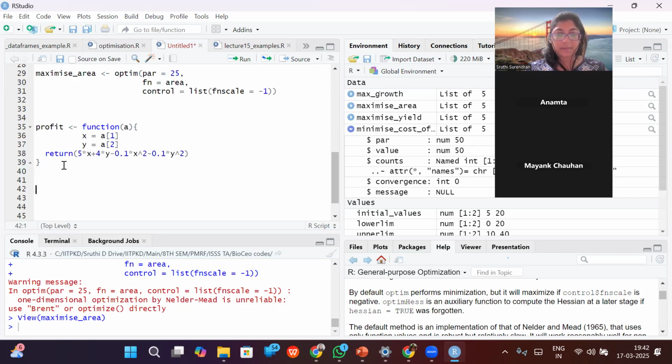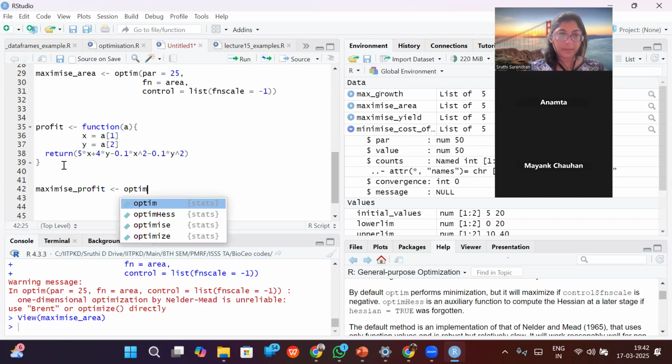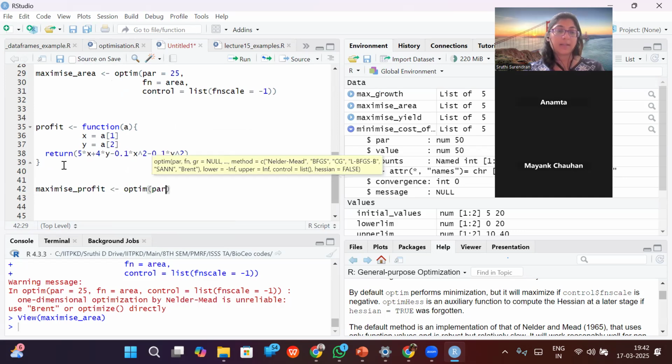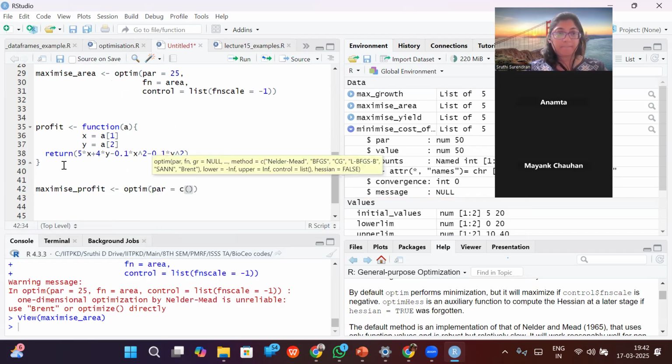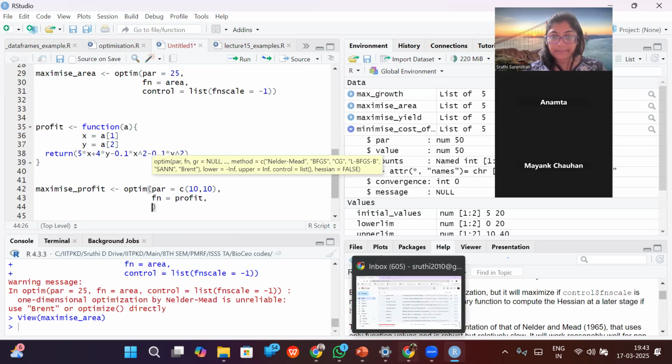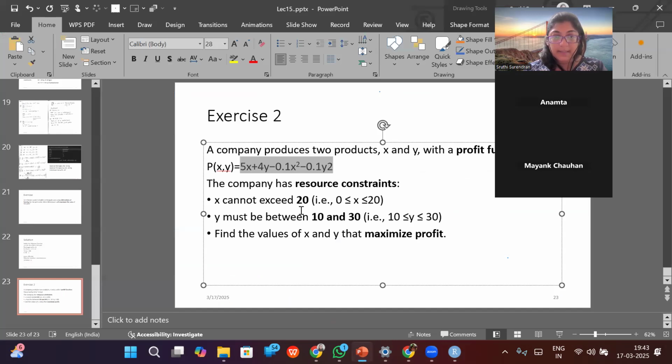Now our objective function is to maximize the profit. And if we are using optim, first we need to give the initial parameter values of x and y. So that can be, say, 10, 10. Then we give the function which is profit. Now we have some constraints, which is basically x should be between 0 and 20 and y should be between 10 and 30.